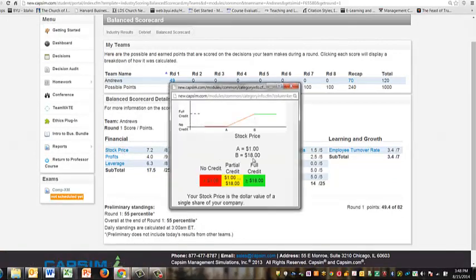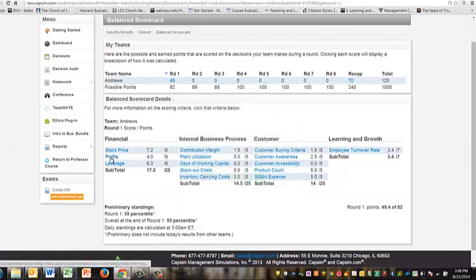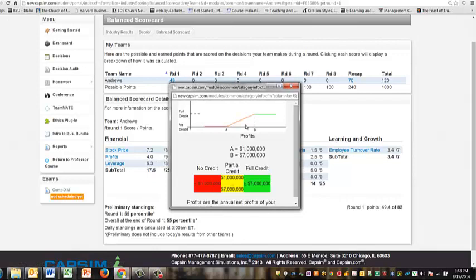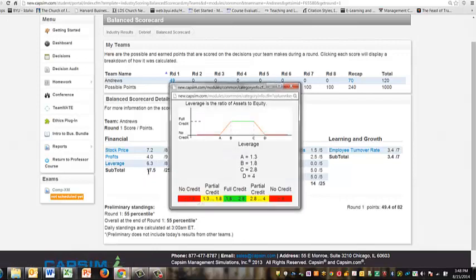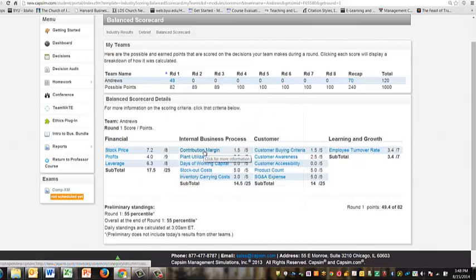For round one, your stock price needs to be above $18 to get the full amount of points. Profits only got about half the 9 points. It needs to be above 7 million. Leverage needs to be in between 1.8 and 2.8. You probably don't know what leverage is yet, but you can look that up in the online guide. And this is basically how you are graded. You're trying to maximize the total amount of points that you have each round.